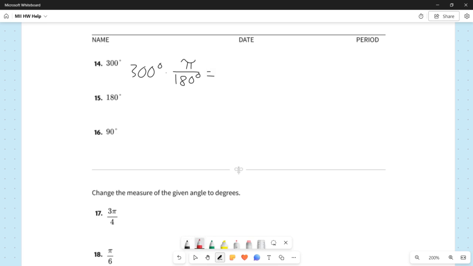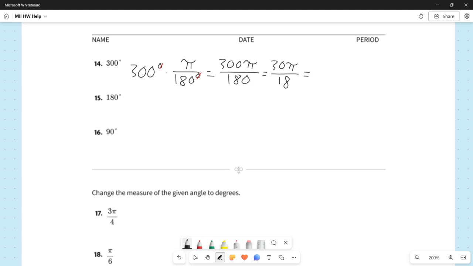My degrees go away, which is great. That's what I want to happen. So the 300 gets smushed up into the numerator, so this becomes 300 pi over 180. I think it's worth it to just drop a 0 from each. You're essentially dividing by 10. That way you're just dealing with smaller numbers. On the graphing calculator, 30 divided by 18, math enter enter, that'll simplify it for you.